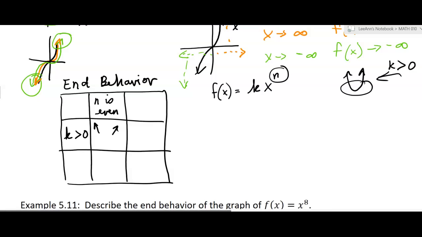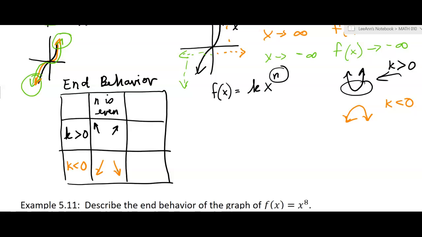Okay. Now, what happens if k is negative? Well, if k is negative, then it's going to be an upside down parabola, right? If k is less than 0, it's going to reflect about the x-axis. So if k is less than 0, then both are going to go down. Okay? So picture like the umpire in baseball going safe. Okay. If that helps. All right.